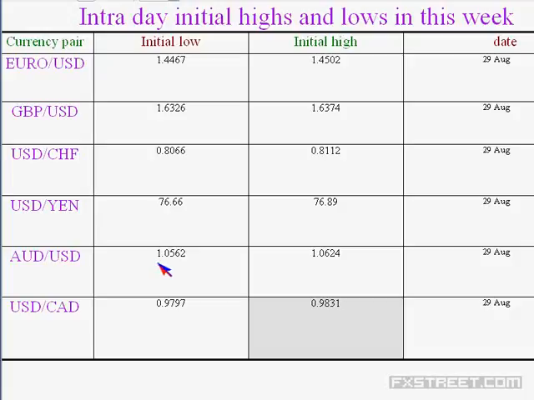Then USD Yen 76.66 and 76.89 are the lows and the highs. They are not breached. And in the case of the Australian dollar, 1.0562 is the low. 1.0632 has become the new high. They just made a dip and breached the high 1.0624 and formed a new high 1.0632. So a nominal upward move has happened in the case of Euro and Australian dollar.